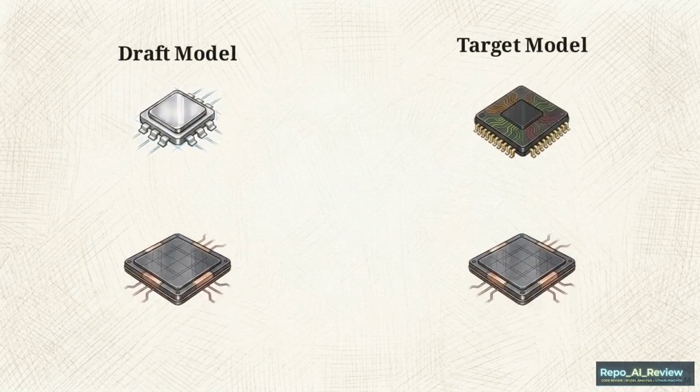Speculative decoding splits generation across two models. A highly efficient draft model guesses the next several tokens in a fraction of a second. Then, a massive target model evaluates that entire block simultaneously. If wrong, it rejects the sequence and instantly calculates the correct path.